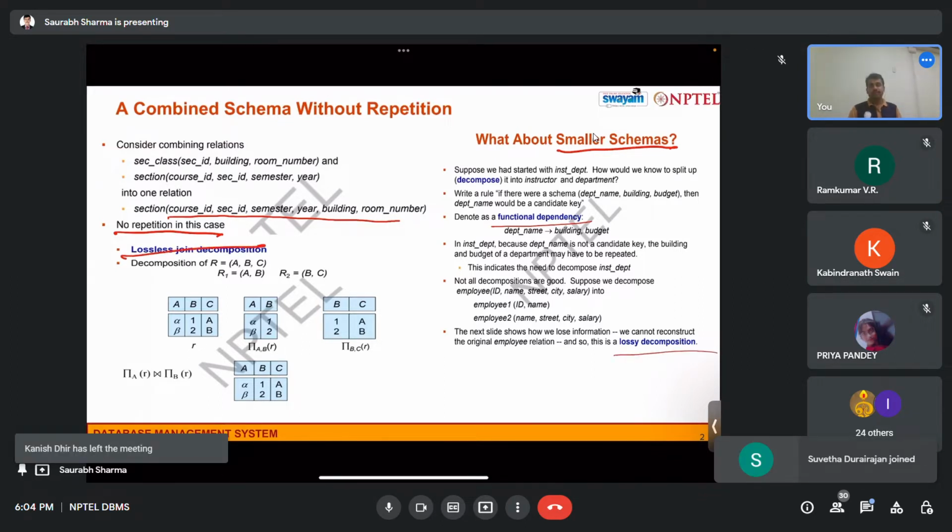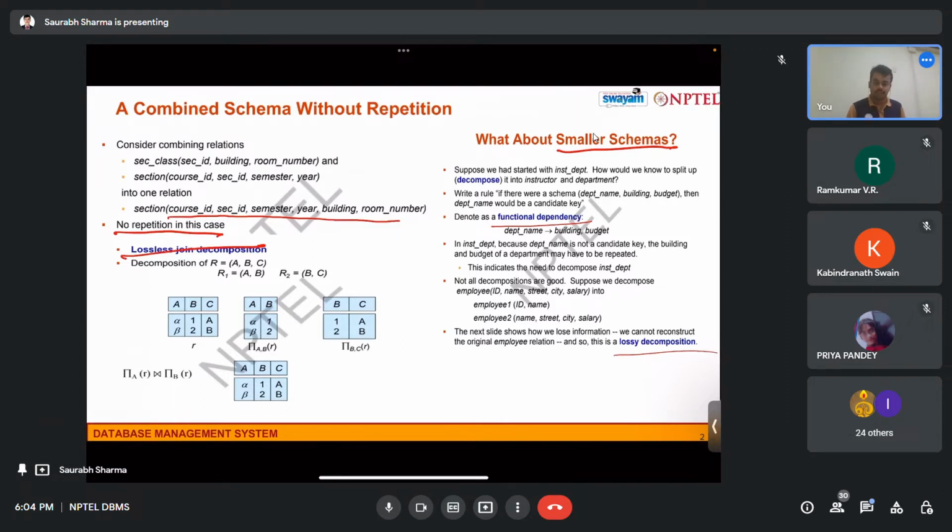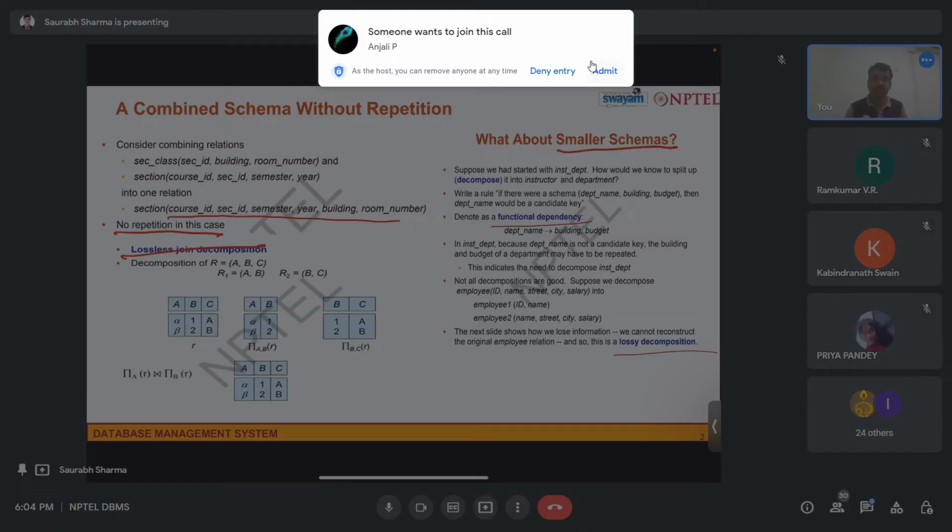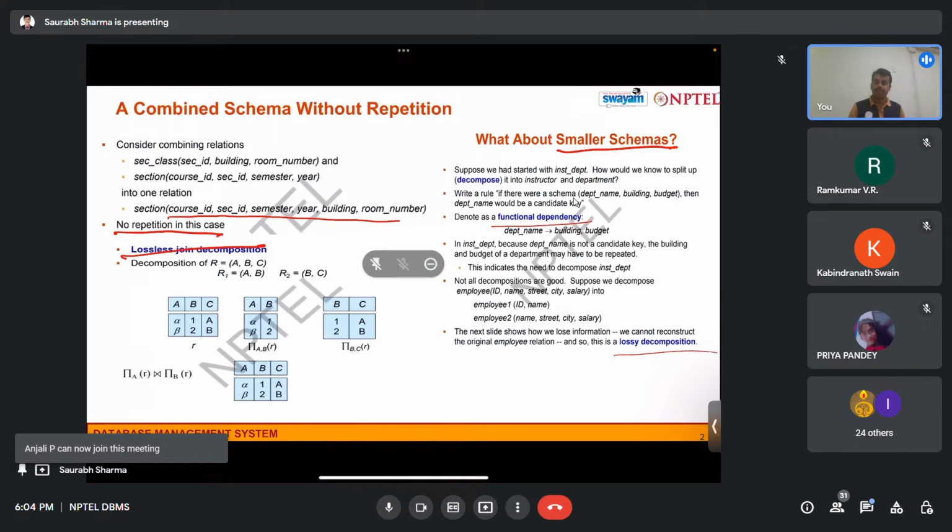The major focus should be that for each case we should not lose any data, or the database we want to work on should not get corrupted. For that, lossless decomposition is the way through which you can create a good relation or schema. So I'll provide a brief description about how this lossy decomposition takes place.